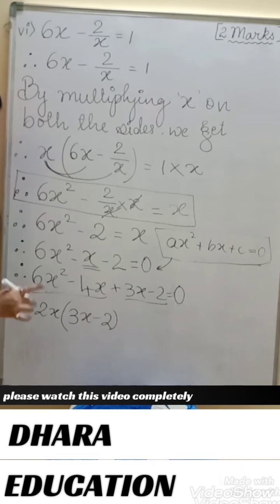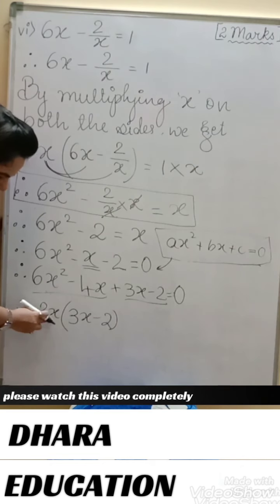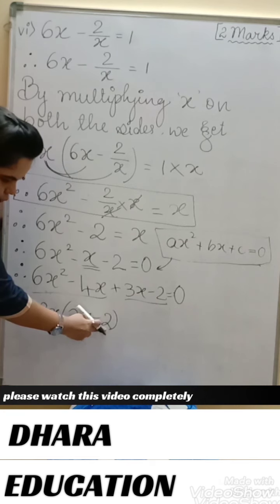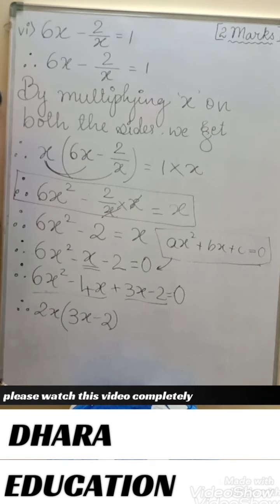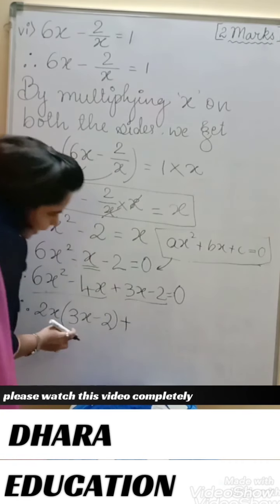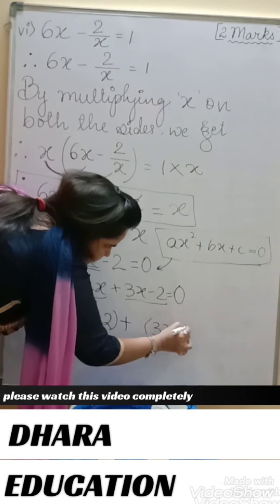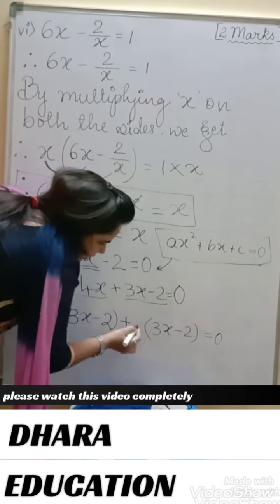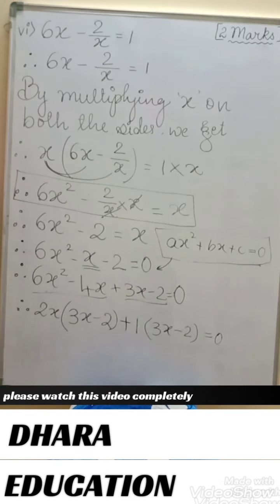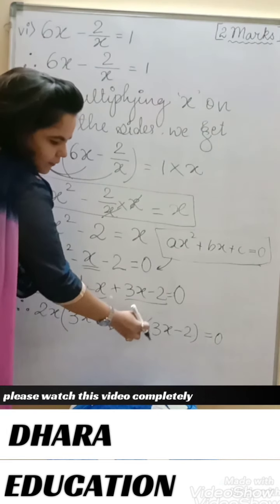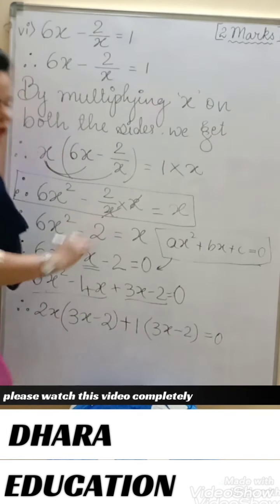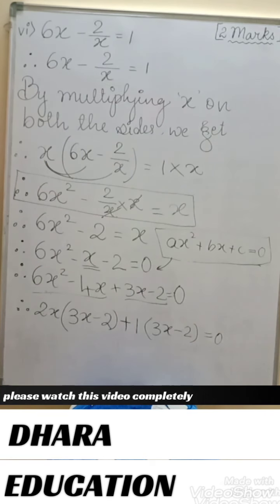Now I am going to show you what it is. 2x multiplied by 3x gives you 6x square, minus 2x multiplied by 2 gives you minus 4x. Am I clear on this point? So now plus, as it is the same variable, we have to take 3x minus 2 is equal to 0, and here we have to put 1. Okay, because if we multiply 1 with this term, the exact term will come here. Okay, so what is the next step now?